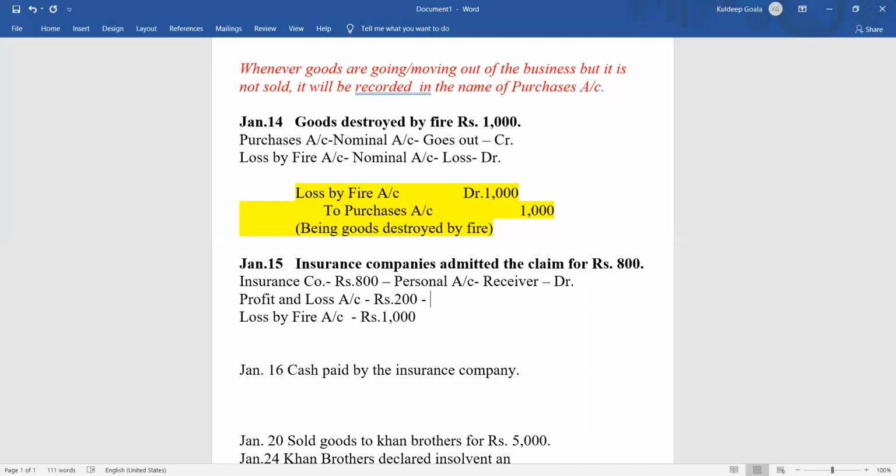Profit and loss is a nominal account. Okay, remember that, nominal account. For a nominal account, the rule says debit the loss, credit the gain, right? So it is also a loss. 200 rupees is a loss, right? So that will be a loss. Loss will be debit. Then comes the next one, that is loss by fire.